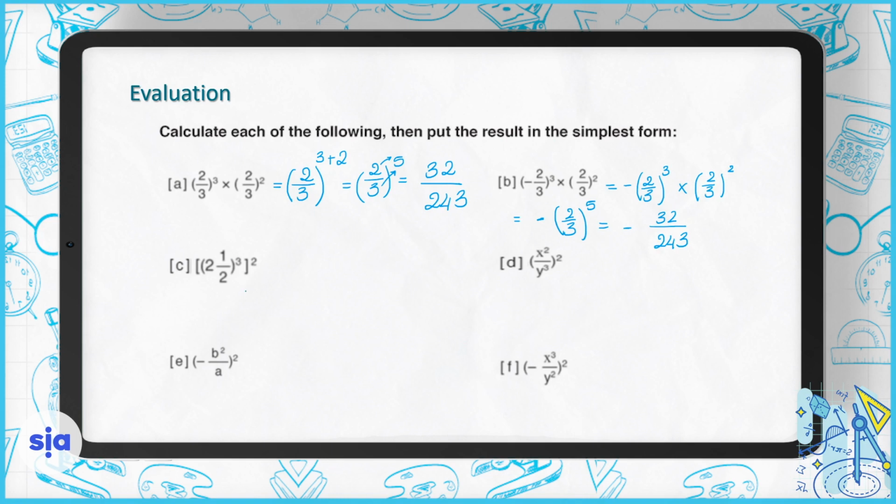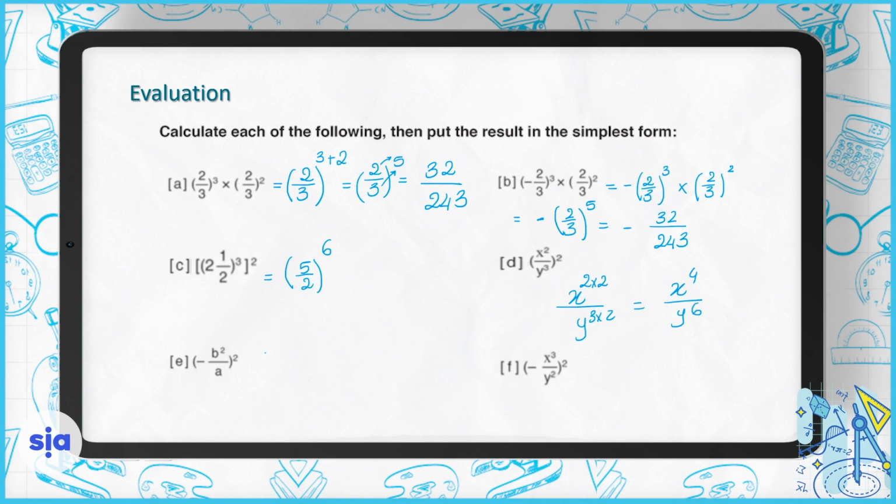Question C. If you have a mixed number, we turn it into a fraction, so it's 5 over 2, all to the power of 6, as we have here the power on a shoulder of another power, we multiply the powers. Question D, it will be x to the power of 2 times 2 over y to the power of 3 times 2, which is x power 4 divided by y power 6.